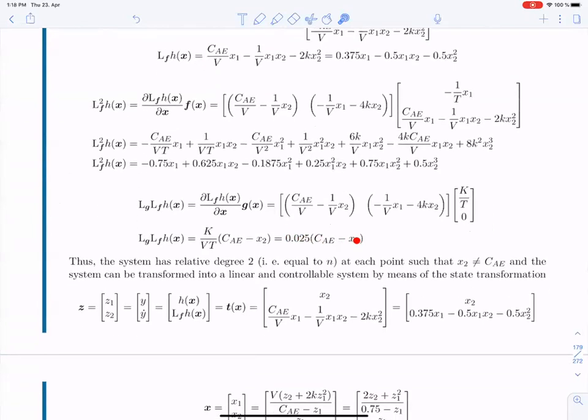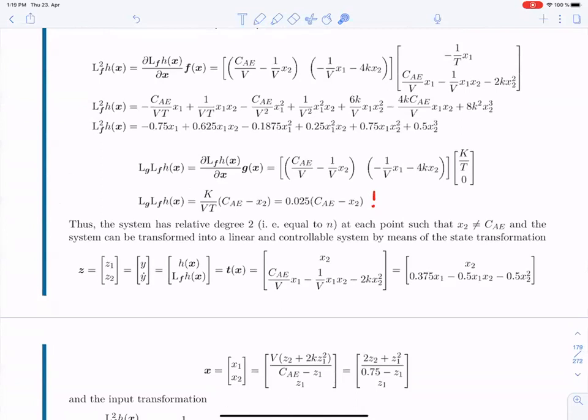So if X2 approaches the concentration of our feed flow, then we get a problem in controlling the concentration, okay? So it's very important. So let me just add an exclamation mark to examine this. Okay, we're also going to see it in a second example later on.